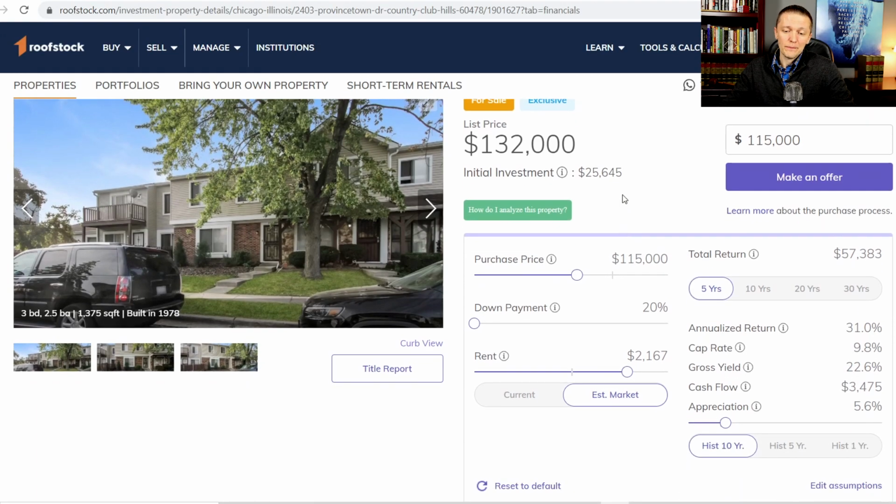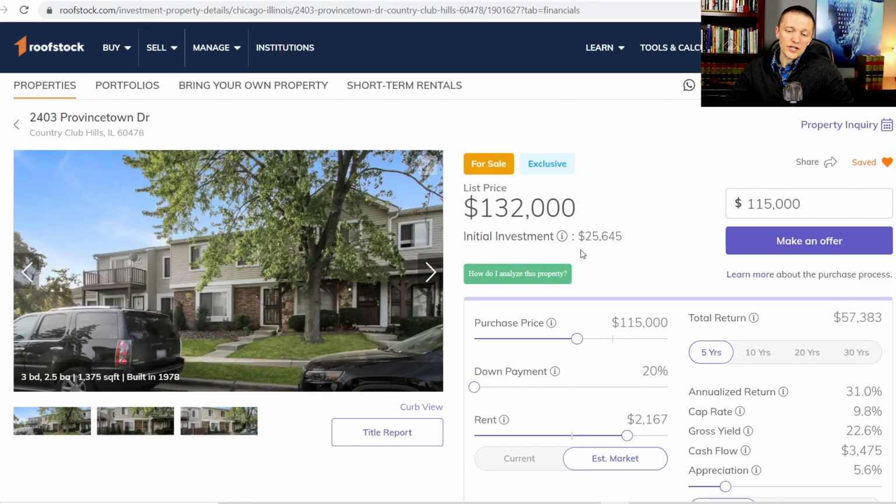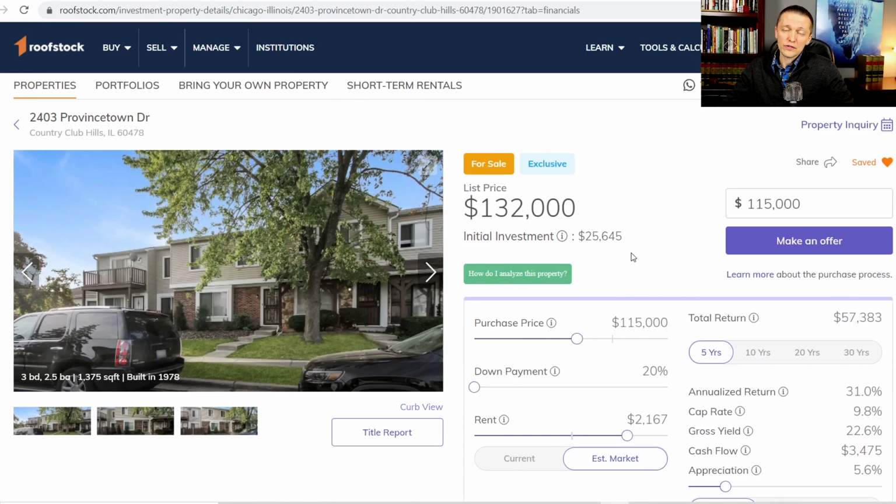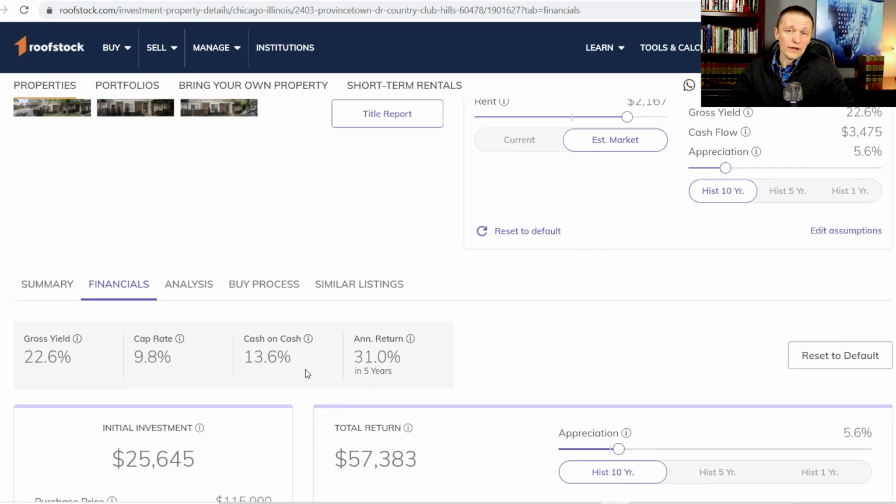If you were to offer $115,000 and the owner was to accept, your upfront cost would come to somewhere around $25,645. Now, there may be some additional costs, such as doing mold remediation or fixing some things that need to be fixed, but I think overall, you're probably looking at a $30,000 or so investment to get into this property and hopefully make 13.6% cash-on-cash return.